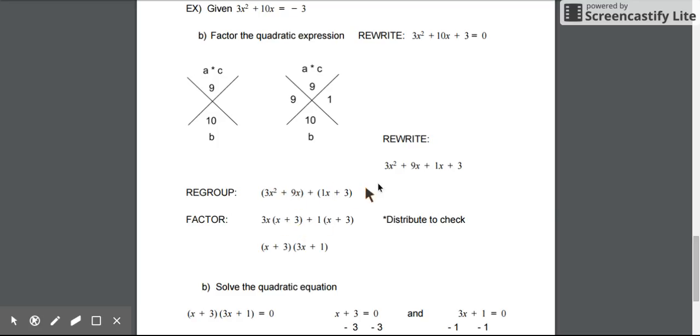To take out the greatest common factor of the last two terms, it's just 1. Sometimes 1 is your greatest common factor. So if you divide out 1, you're left with the same thing. Double check that you have the same binomial expressions here so you can factor that entire thing out. Factor out x plus 3, and that leaves behind 3x plus 1.